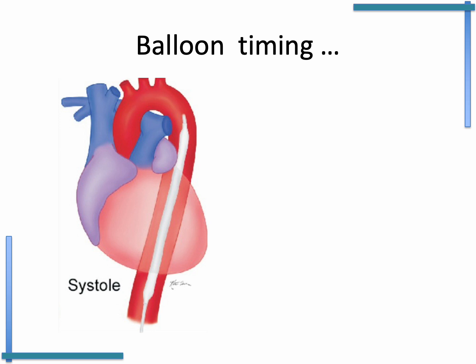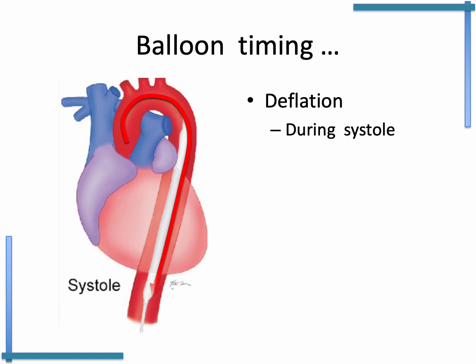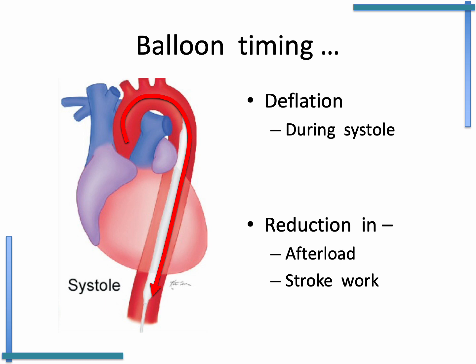So this slide focuses on systole, and it's important to remember that during systole, when the left ventricle is ejecting, the balloon is deflated in order to allow free flow of blood into the aorta and good runoff. So in systole, the balloon deflates, and this reduces afterload and it reduces stroke work.